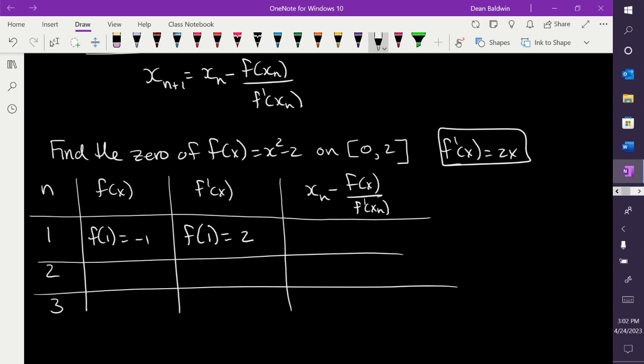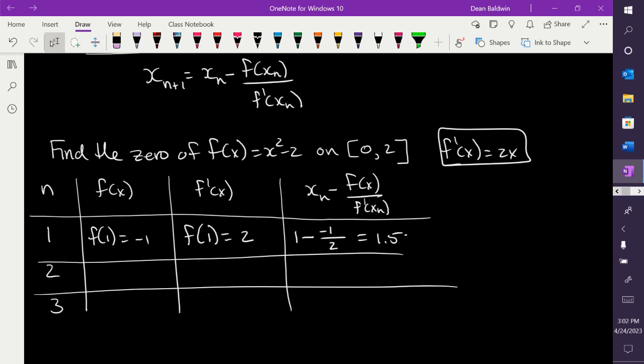Then you put, this is just to collect the information. This is the Newton's method formula. X to the n, this is our initial guess, which we're saying is 1. So I go 1 minus f of 1, which is negative 1, over 2, f prime. What does that give me? What's 1 minus negative a half? 3 over 2. I'm going to use the decimal because we actually want the decimals in this case. So 1.5.